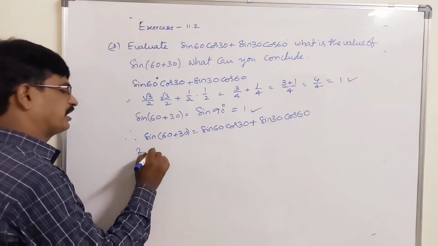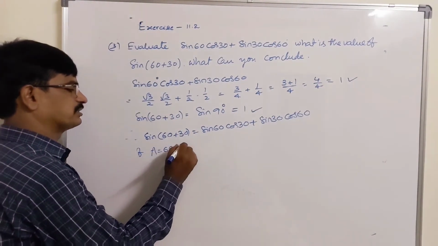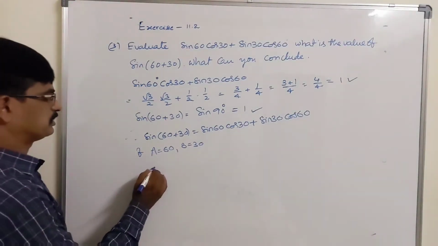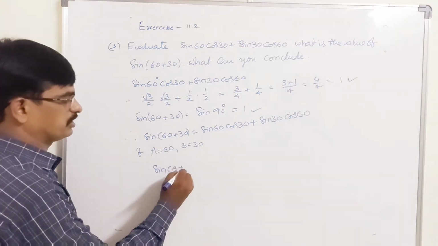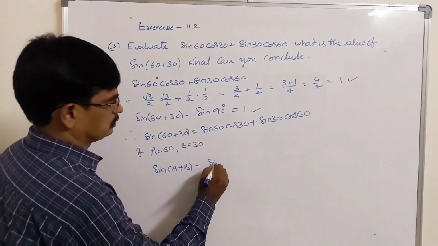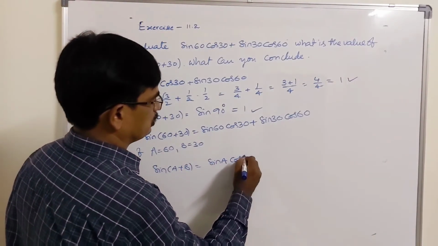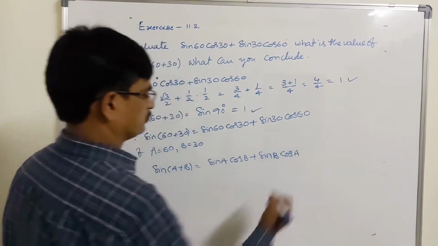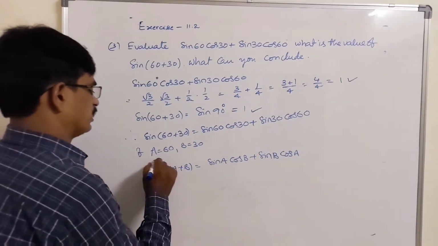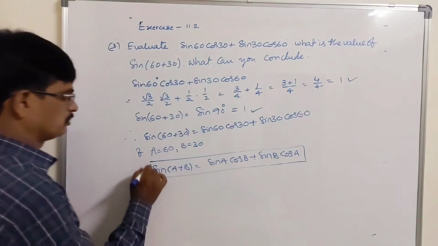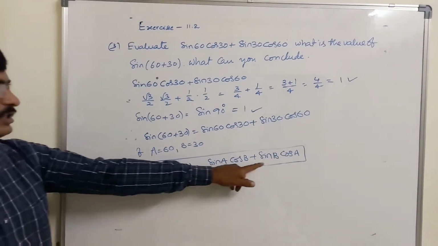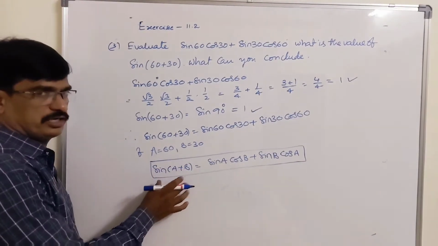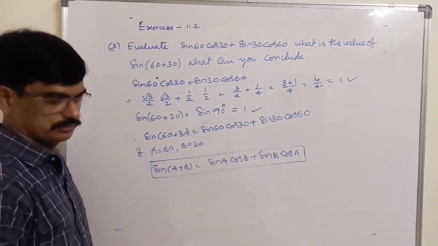Let A is equal to 60 degrees, B is equal to 30, then what will happen? Sin of A plus B is equal to sin A cos B plus sin B cos A. It's a formula from compound angles.